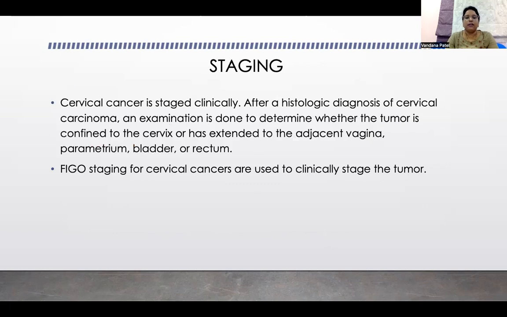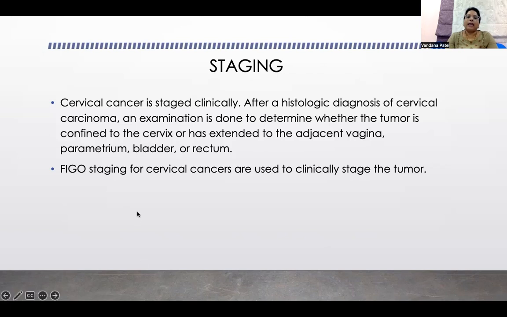Now the staging. Cervical cancer is staged clinically after a histologic diagnosis of cervical carcinoma. An examination is done to determine whether the tumor is confined to the cervix or has involved adjacent structures like the bladder, the rectum, or the pelvic bone. So a thorough examination needs to be done to see at which stage the patient has reported with cancer of the cervix, and it also helps to decide the prognosis of the cancer.